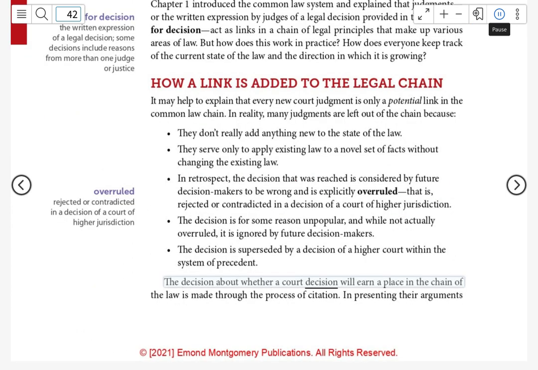The decision about whether a court decision will earn a place in the chain of the law is made through the process of citation. In presenting their arguments, reasons for decision, the written expression of a legal decision, some decisions include reasons from more than one judge or justice. Overruled: rejected or contradicted in a decision of a court of higher jurisdiction.